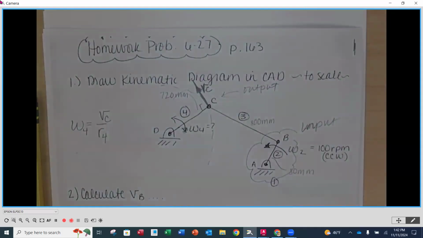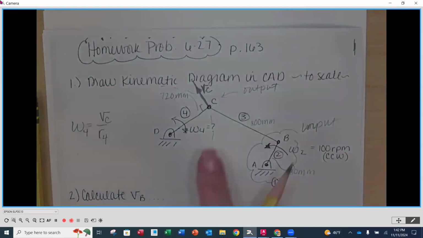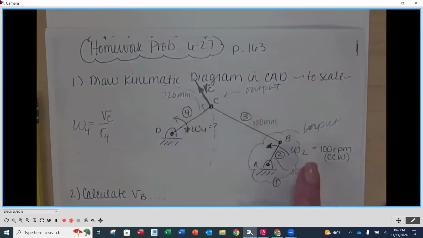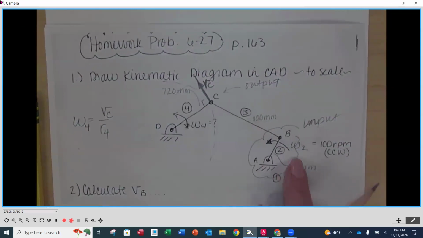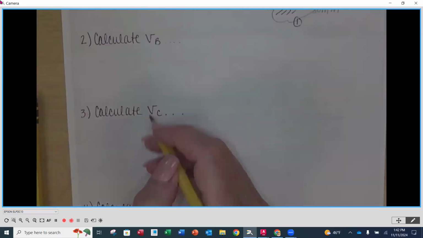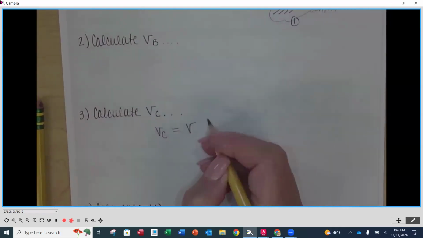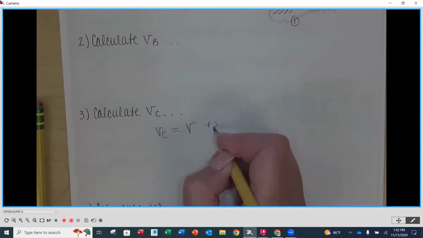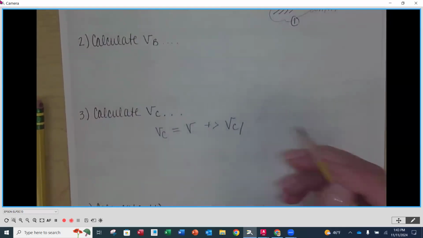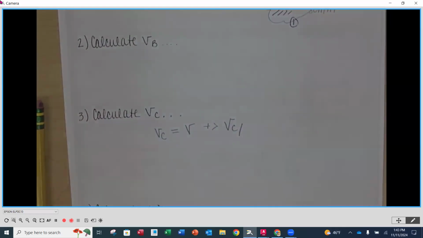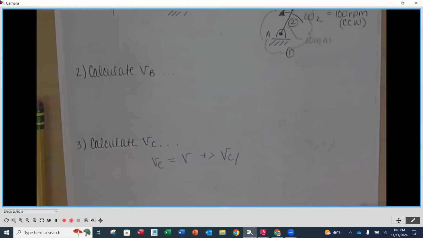Okay. Now, because link number 4 is over here and the driver for it is over here, we're going to use the relative velocity equation to solve for it. So velocity of C is considered an unknown. So velocity of C is going to be equal to velocity of a known plus vectorially the velocity of C relative to the known. So we don't know what the known is yet, but we might have a good idea.